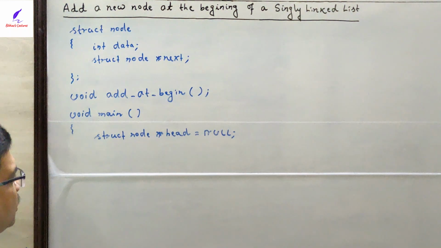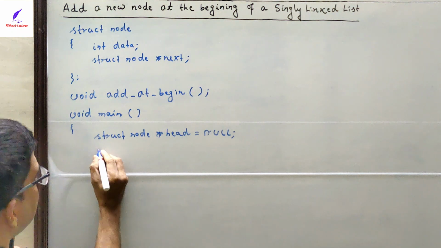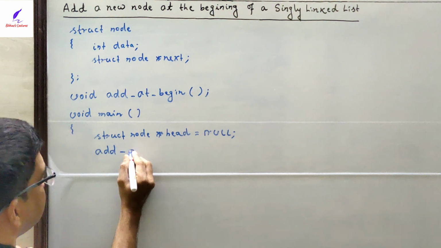Okay, so this is the declaration we have done, and from this main function we will call this add at begin function.